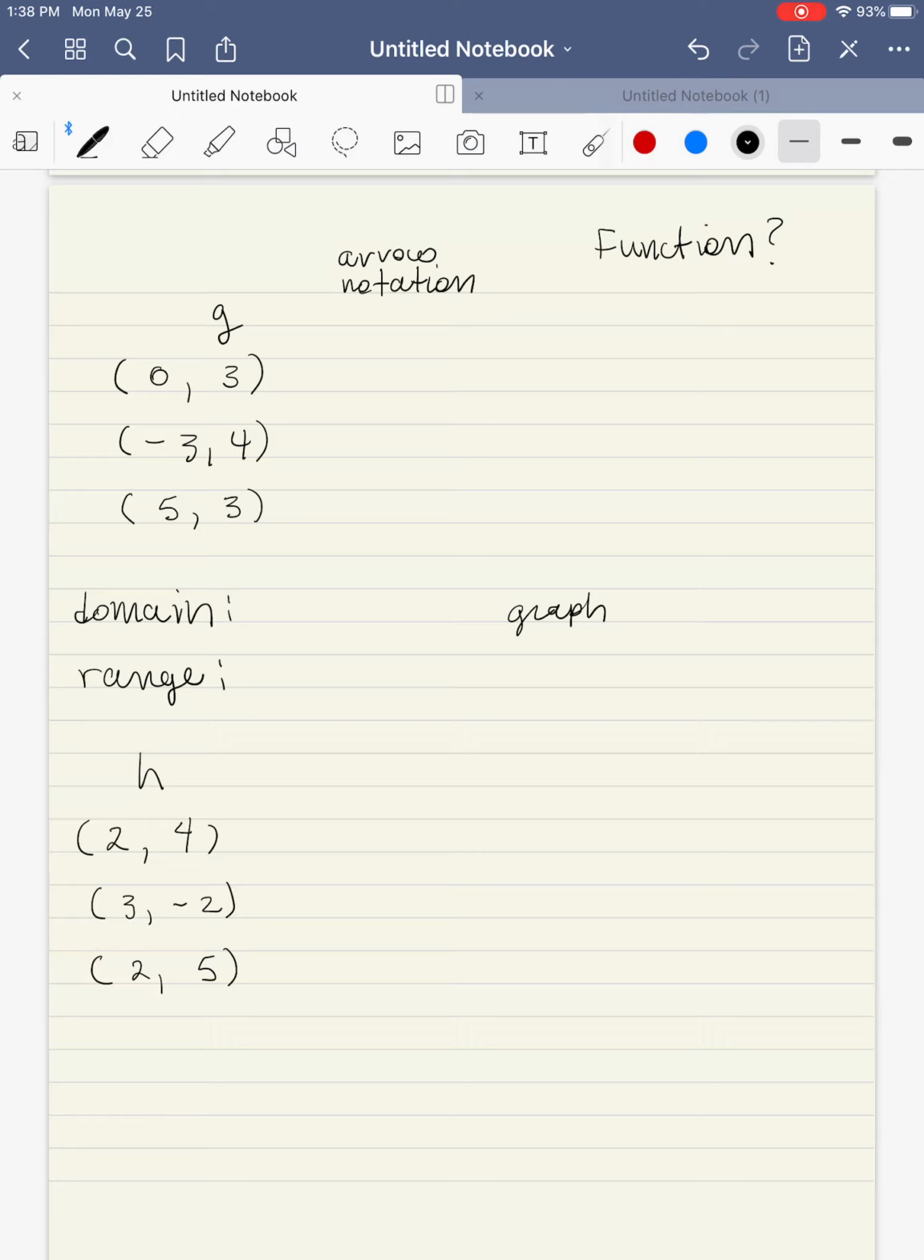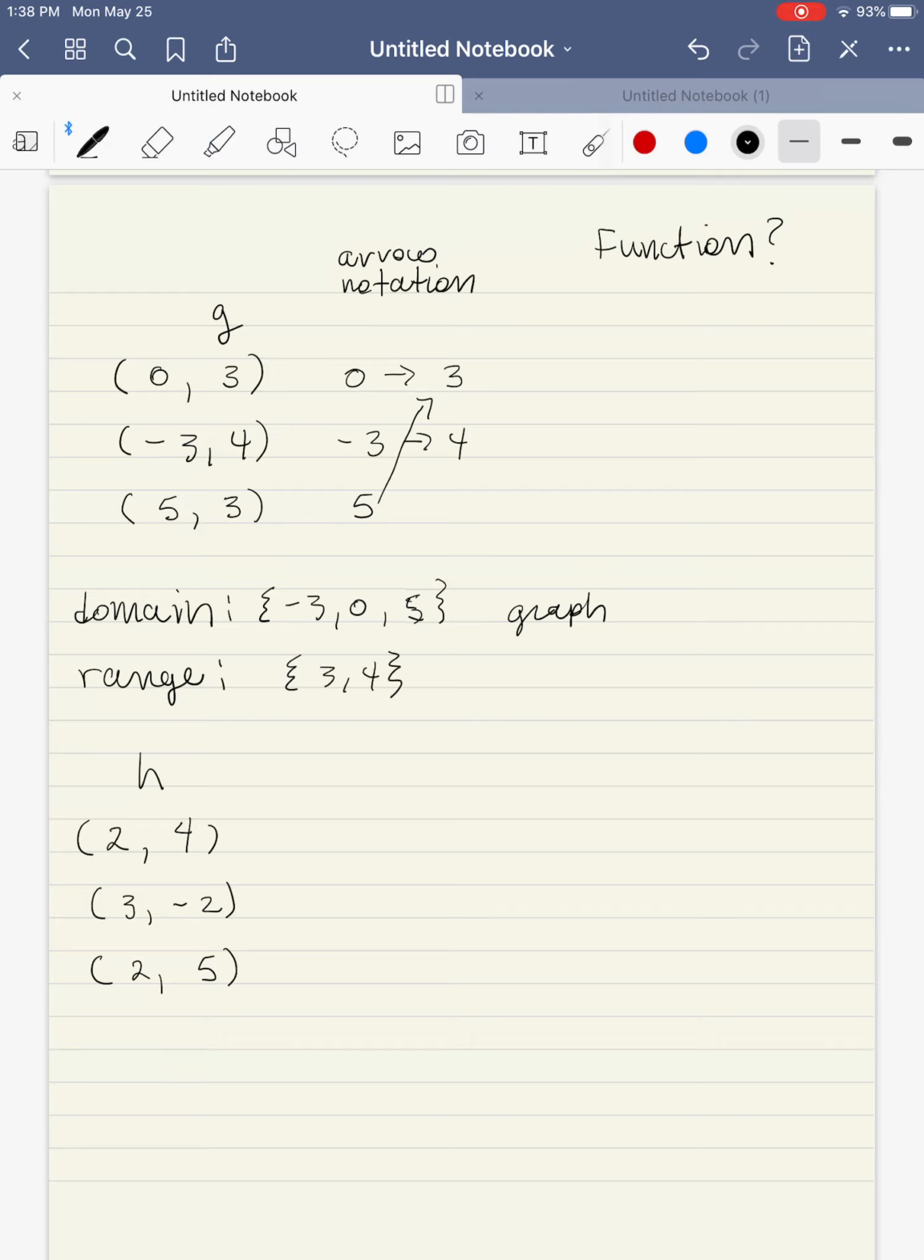All right, let's look at relation G. With my arrow notation, I have 0 is mapping to 3, -3 is mapping to 4, and then 5. And notice that I have my y is 3 again. So I already have 3 listed. So my 5 is going to map to 3 as well. So I see that my domain is the numbers -3, 0, and 5. Oops, there should be a set notation. And my range is just the numbers 3 and 4.